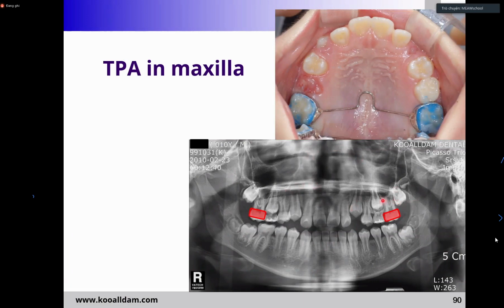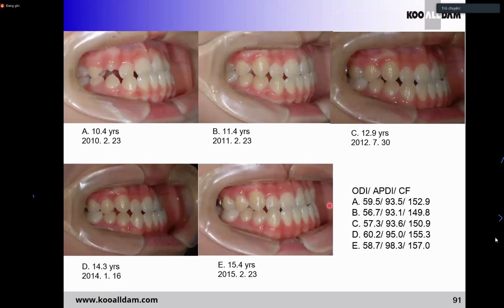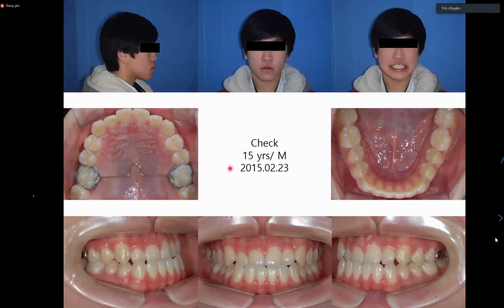This time we can see unerupted upper second molar. It means erupting upper second molar can cause upper first molar over-erupting. So this is called posterior discrepancy. So I check this. I'm 15 years old, and we can also check this.